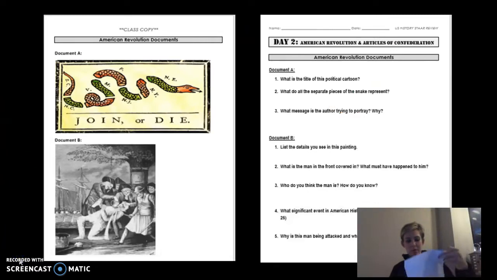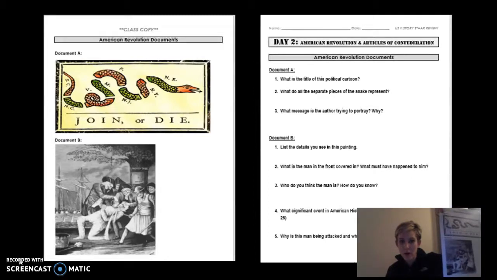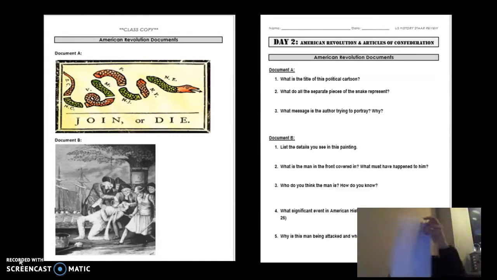So we are now going to put our notes packet aside, and you are going to pull out your class copy of your American Revolution documents, and we are also going to pull out our American Revolution documents handout from today. We're going to walk through this together. I will kind of help you with some leading questions, then you'll pause me, answer some questions. We'll do that a couple of times, and then we'll go back to our notes document at the end.